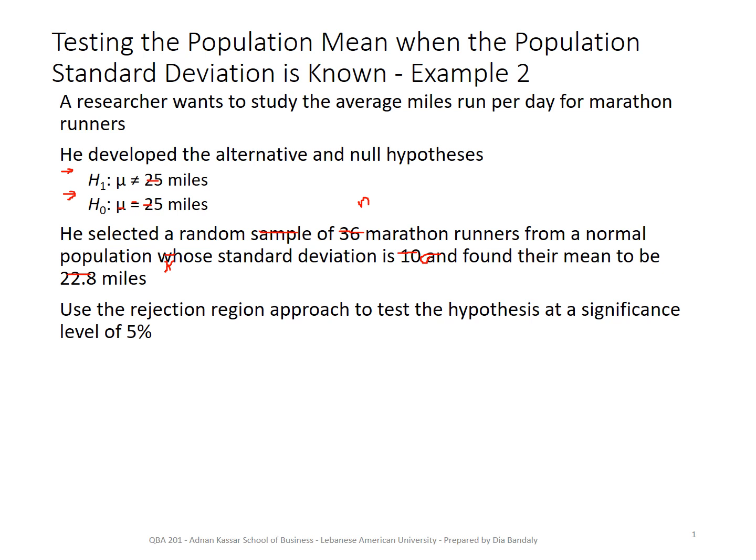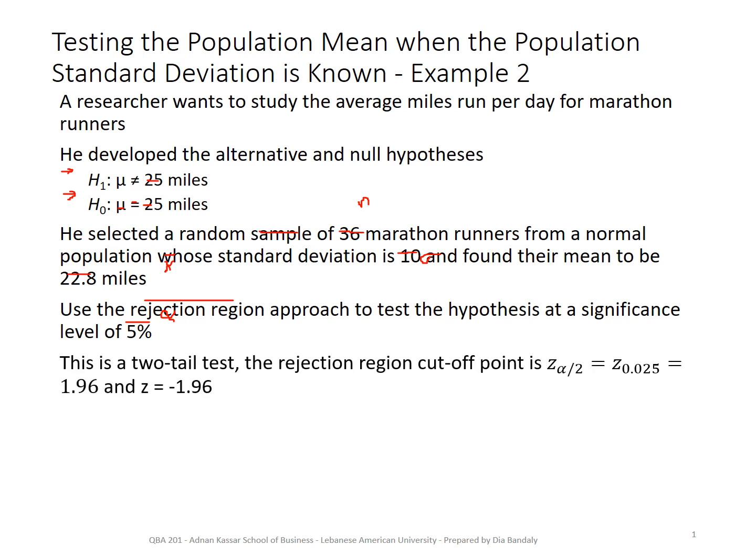Now, we want to use the rejection region approach first, and later we use the other approach, for a significance level of 5%, which is our alpha. So what kind of test is this? This is a two-tailed test, right? Because H1 says mu is different than 25. So it's a two-tailed test.